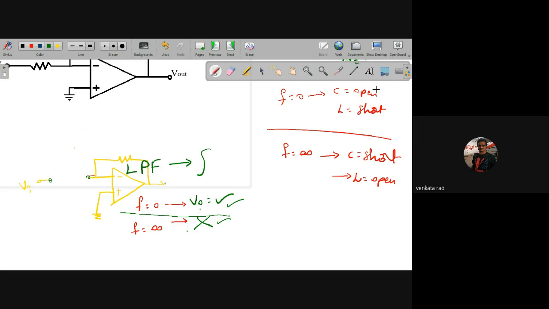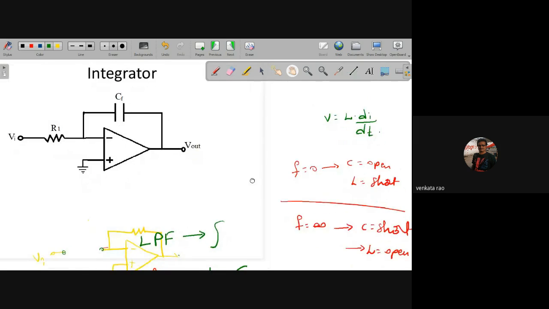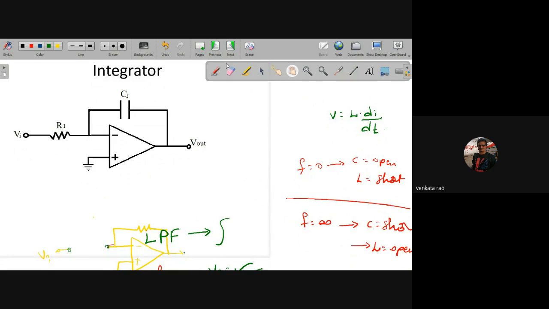Now I will test the above circuit. Same concept I am applying on this circuit. f equal to 0, f equal to infinity. For f equal to 0, what about this capacitor? It is open circuited. So once it is open circuited, your op amp enters into open loop mode. Then output is either plus or minus V saturation.